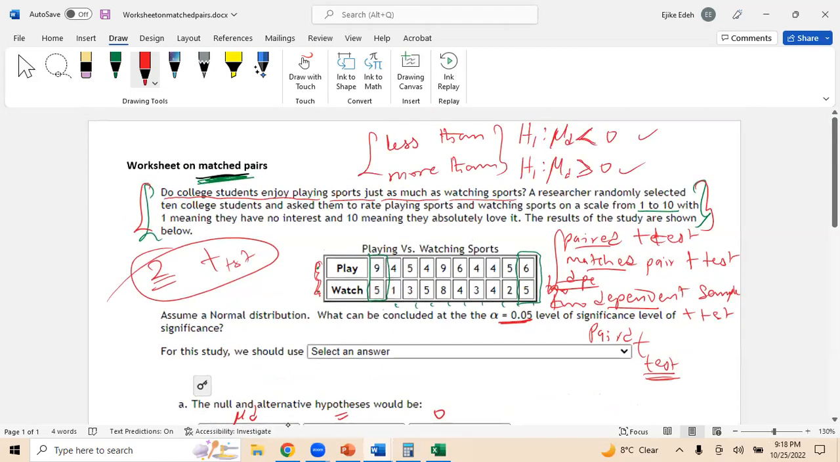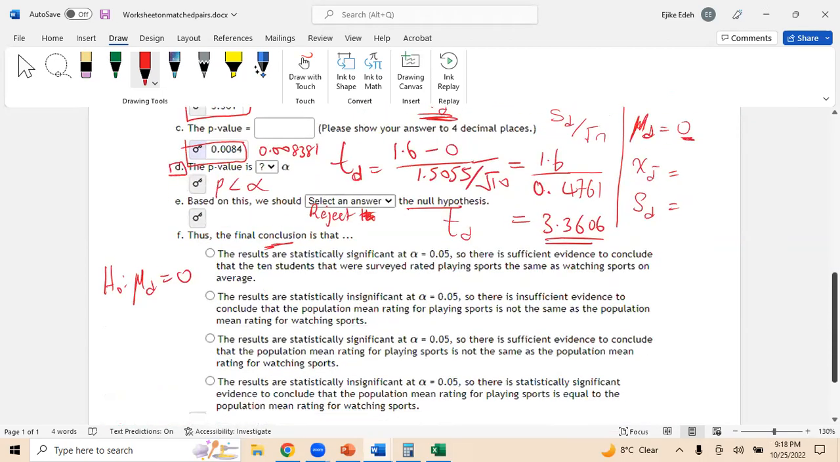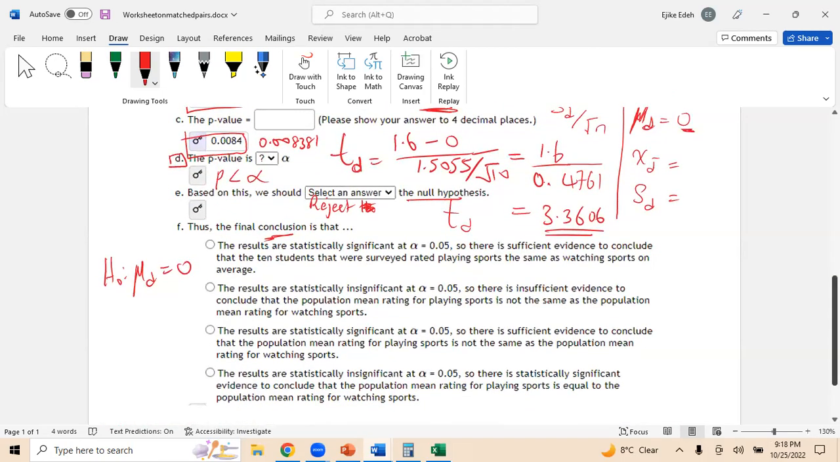First of all, remember that whenever you reject the null hypothesis, it means your outcome is statistically significant. So let's read the first one. The first one said the results are statistically significant. That is true because we rejected. If we did not reject, then it's not statistically significant. So because we rejected, this is true. The result is statistically significant. So let's read on. The results are statistically significant at alpha 0.05.